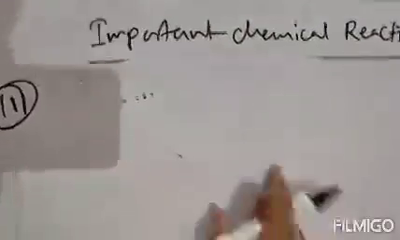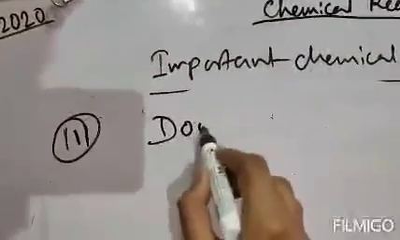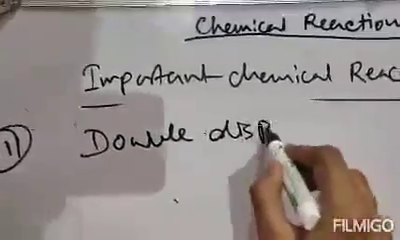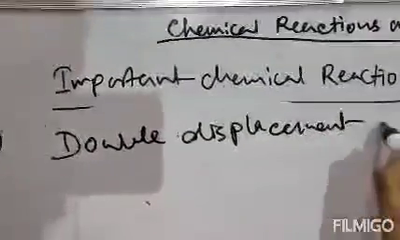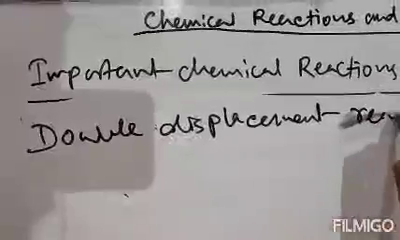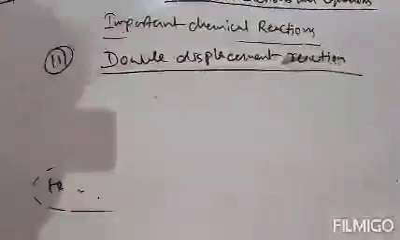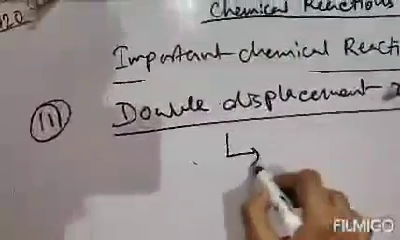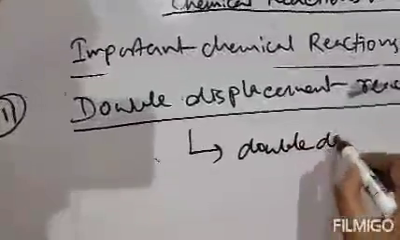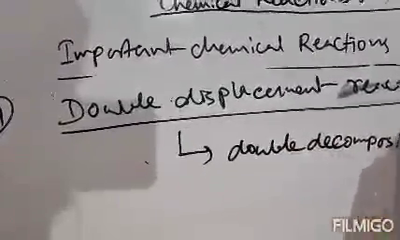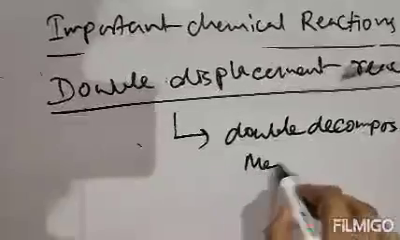Clear? Next type of reaction is the double displacement reaction. That was single displacement reaction, and now here is double displacement reaction, where the reaction takes place with double displacement. This is also termed as double decomposition. Clear? And also termed as metathesis reaction.